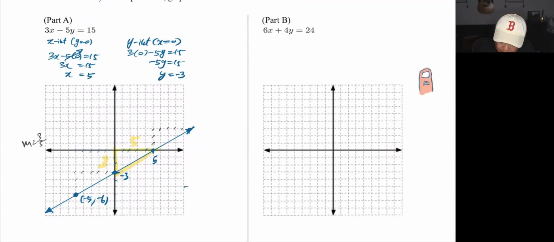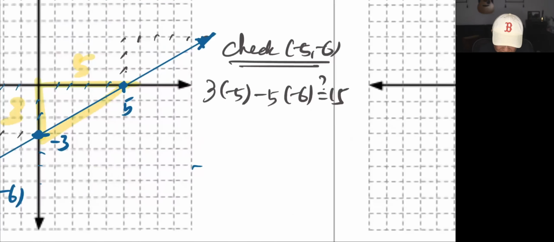So let's do that, shall we? We could check (-5, -6). If you plug back into the original equation and it works, then you know that this line is what it should be, right? So that's 3 times negative 5 minus 5 times negative 6. Is that equal to 15? That's the question, right? That is negative 15, positive 30 on the left-hand side. That adds up to 15. Yep, 15 is 15.